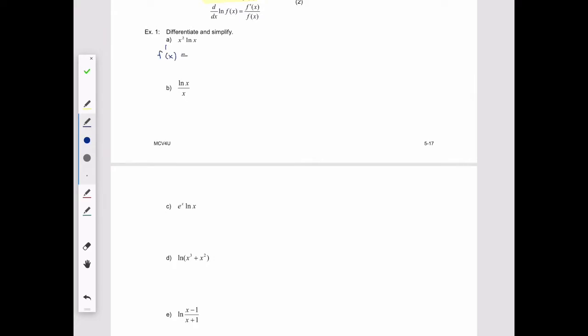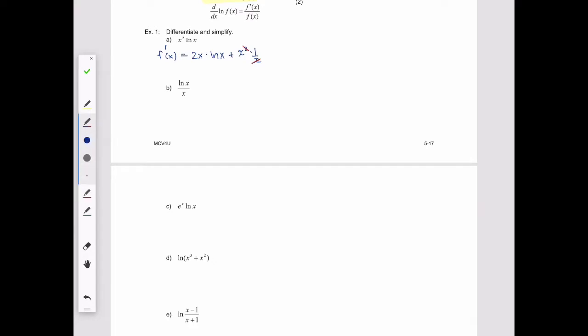And what I'm going to do is take the derivative of the first part, which is the x squared, which is really 2x. And I'm going to multiply that times the ln of x. And I'm going to add that to my x squared times the derivative of ln of x, which is going to be 1 over x. Now, the x can cancel out with that x squared over there and get simplified.